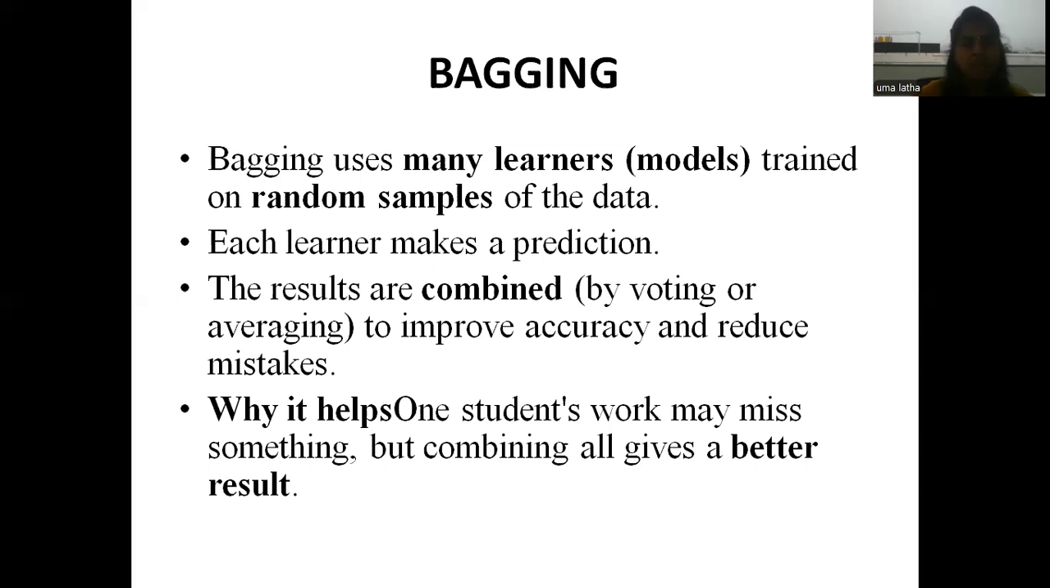Bagging. Bagging uses many learners trained on random samples of the data. Each learner makes a prediction. The results are combined, that is by voting or averaging, to improve accuracy and reduce mistakes. Why does bagging help? One student's work may miss something, but combining all gives a better result.